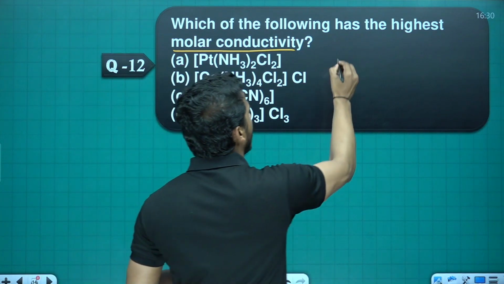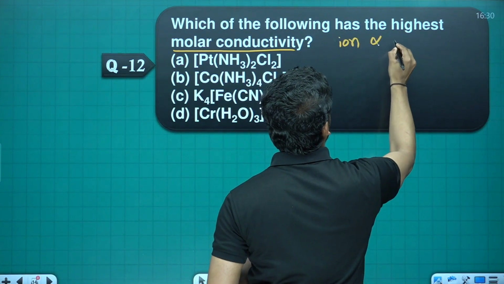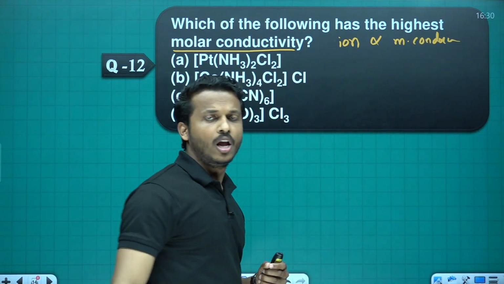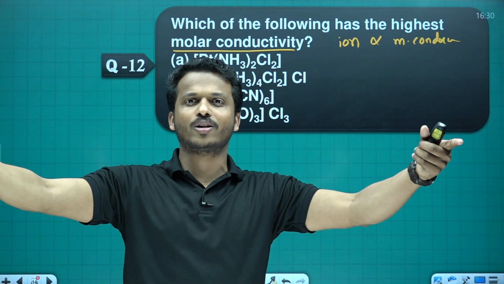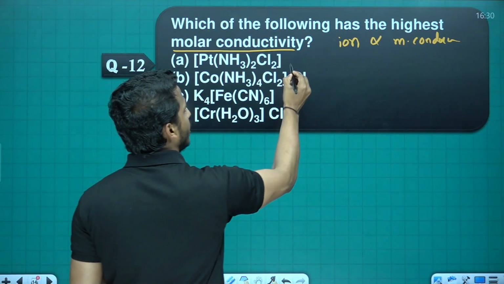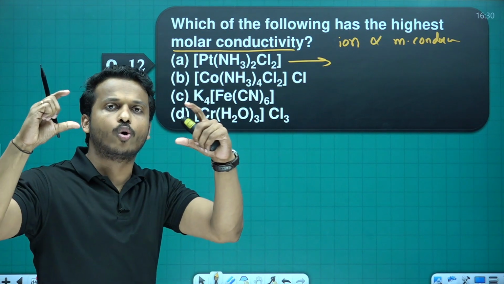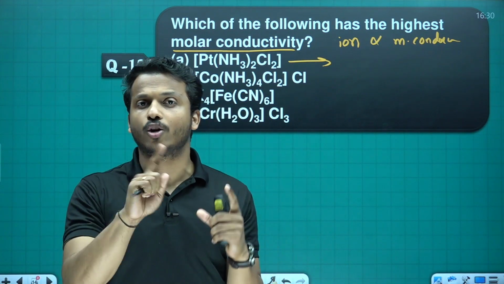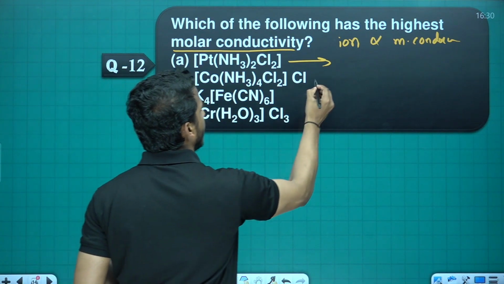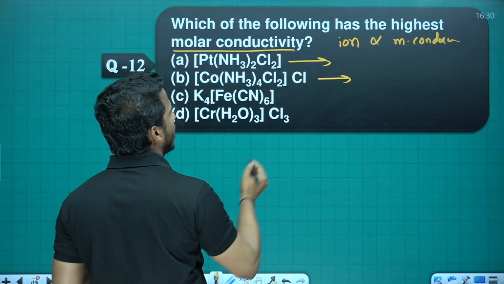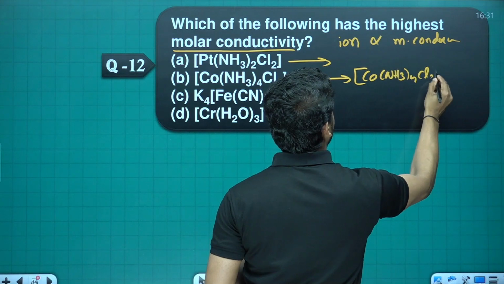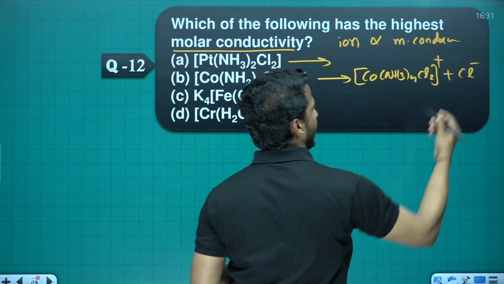Keep in mind all of you, the one which is giving you more ions, their molar conductivity increases. The one which is giving more number of ions can conduct more electricity. So let me show you how to write their ions. Dear all, this complex is only the coordination sphere. Coordination sphere does not dissociate, does not break, that won't give you any ions. So no ions here. What about this one? This complex breaks down as [Co(NH3)4Cl2]+ and Cl-.